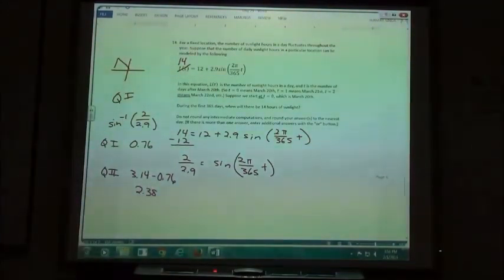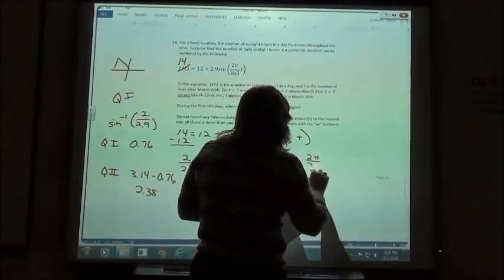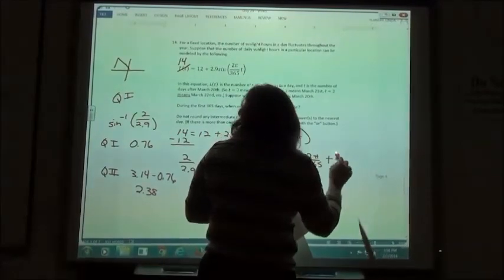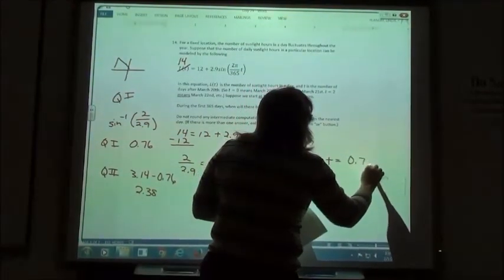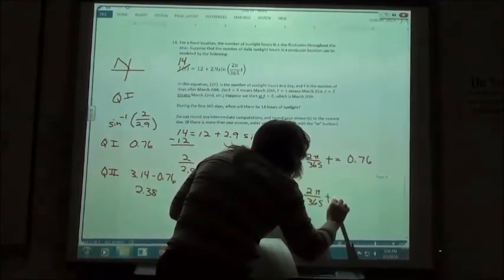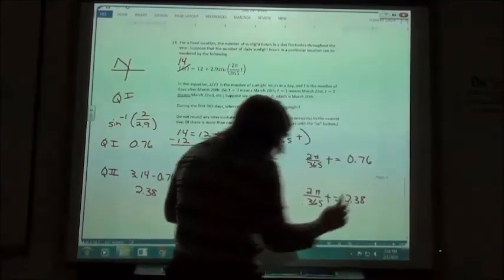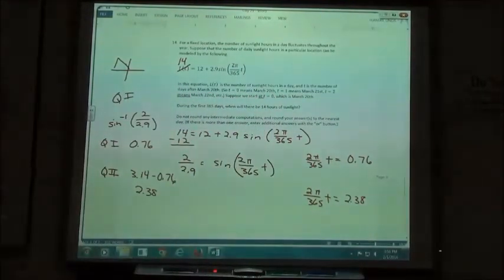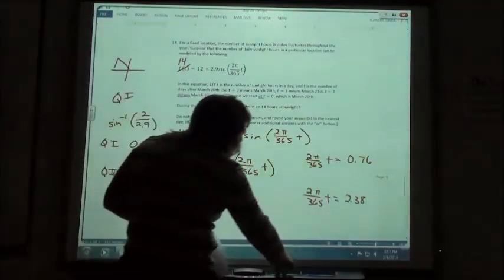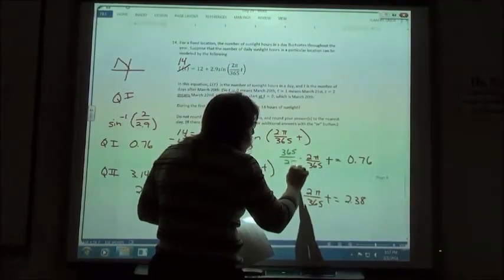Now I'm going to take each of those values and set it equal to my 2 pi over 365 t. So 2 pi over 365 t either equals 0.76 or 2 pi over 365 t equals 2.38. If I'm going to solve that for t, I have to multiply by the reciprocal, so I'm going to multiply by 365 over 2 pi.